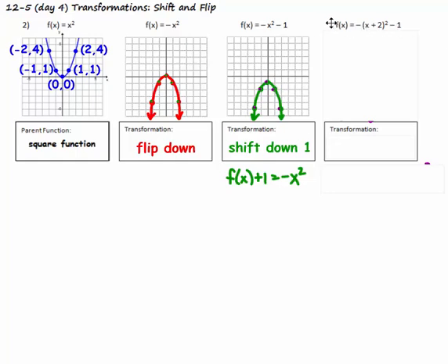Now last, I've built in a little bit more here. Again, I'm going to rewrite the equation with this minus 1. I'm going to add it to both sides and move it to the other side. It's easier for me to look at that way. So I've already done my flip down, that's the negative sign out here. I've already done my plus 1, that's shifting it down 1. Now I have x plus 2 inside the parentheses. So when we do the opposite, this is in the x direction, so I'm shifting either to the right or the left. Because it's plus, I'm going to shift to the left 2 spaces.